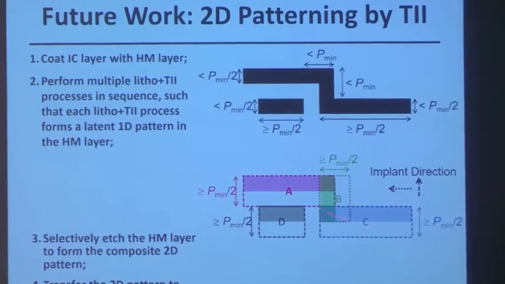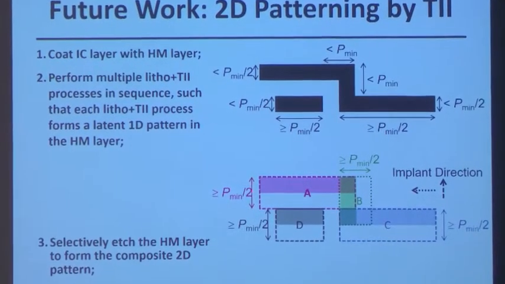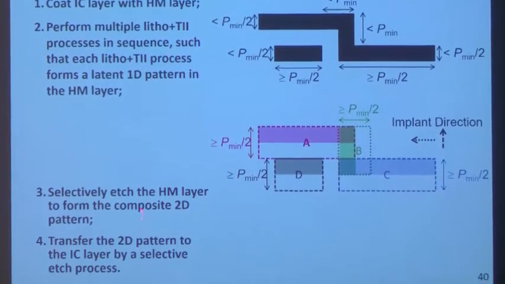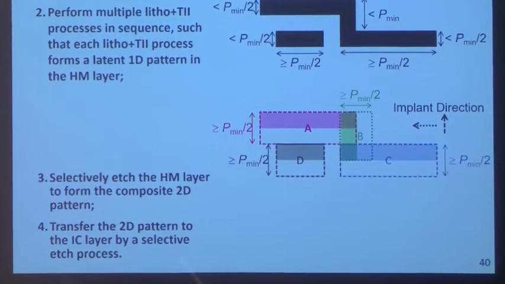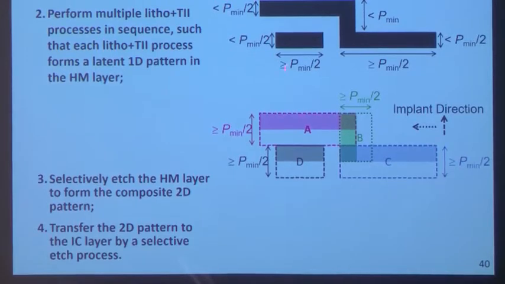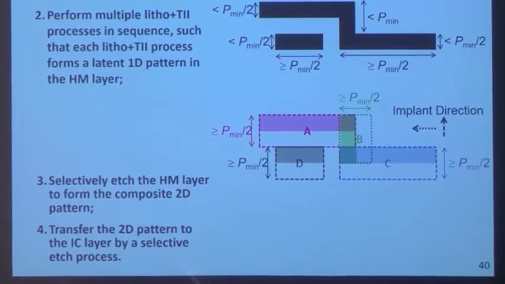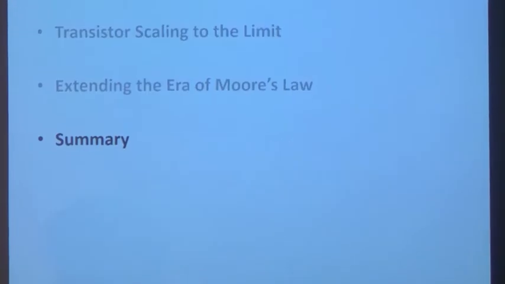So only after you do all these implants, the damage is accumulated, but it doesn't matter, it's going to be etched away. Now, after doing all these implants, you can etch the hard mask layer to realize this pattern in the hard mask and then transfer it to the IC layer. So I think this is interesting work that can be done in the future.